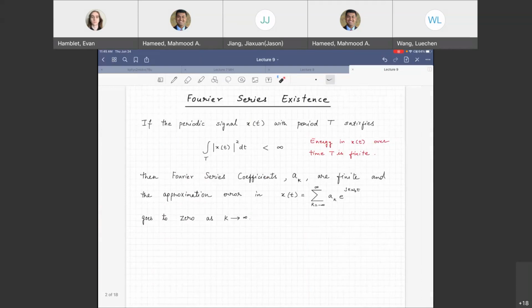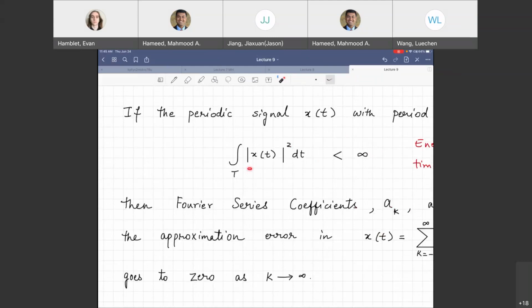So let's talk about the existence of Fourier series. When does AK exist? A necessary and sufficient condition for the Fourier series of any periodic signal to exist is this. If you take the magnitude squared of the signal, which is essentially the energy in the signal, if it is finite, then the Fourier series coefficients exist. If it is not finite, then AKs cannot be computed. They don't exist.